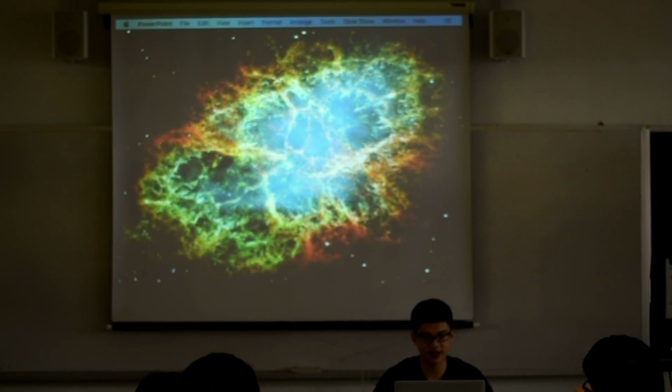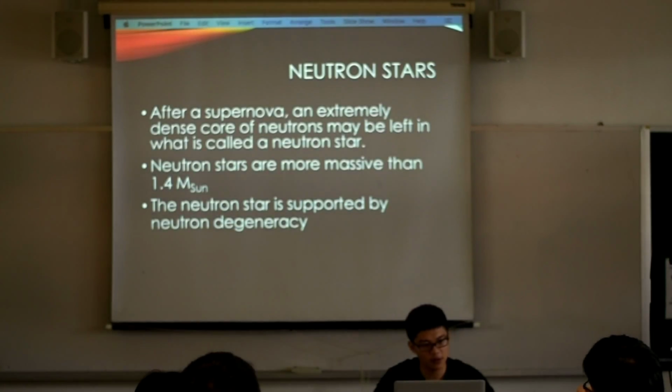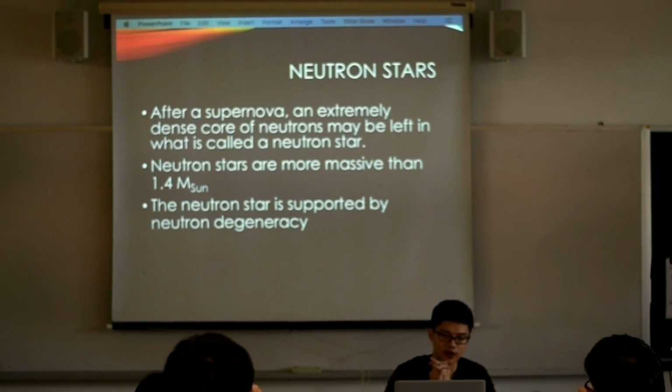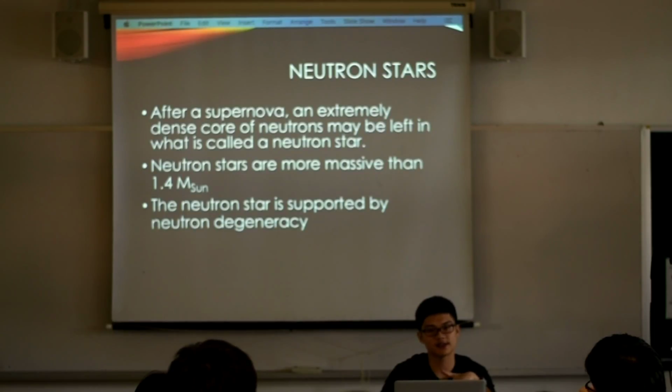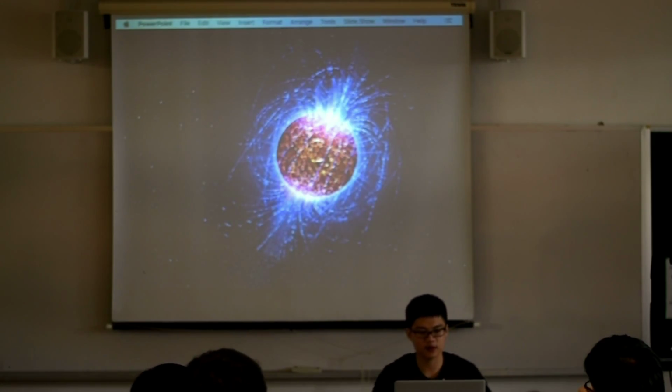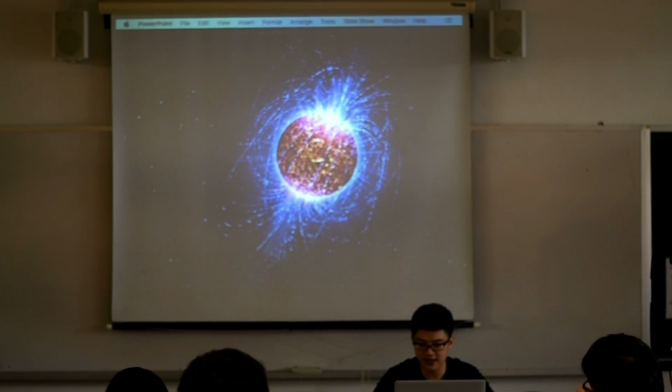The debris of the supernova can create a nebula. This is a photo of this kind of nebula. So what happens inside the core? Usually, with a core of less than about 1.4 solar masses, a neutron star is made. The neutron star is supported by neutron degeneracy, which is the repulsion force of the neutrons.